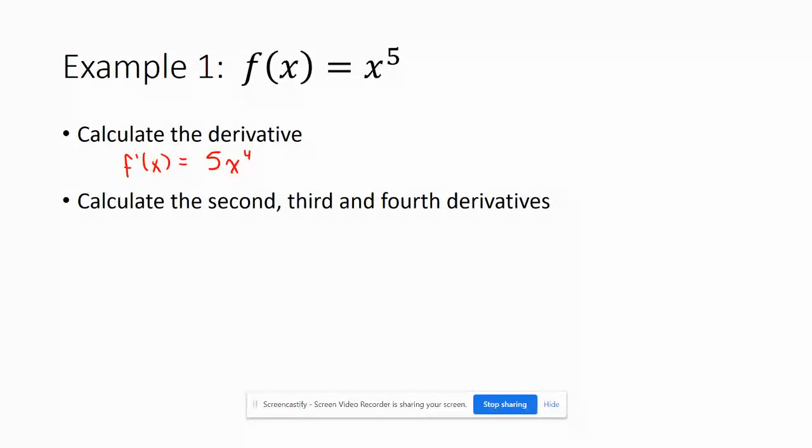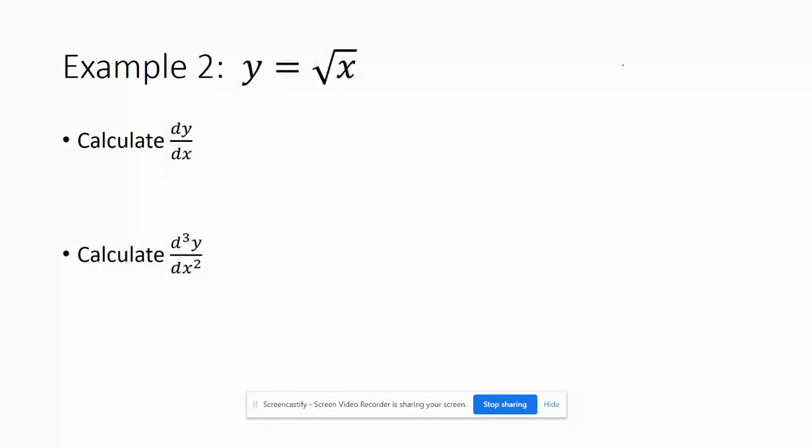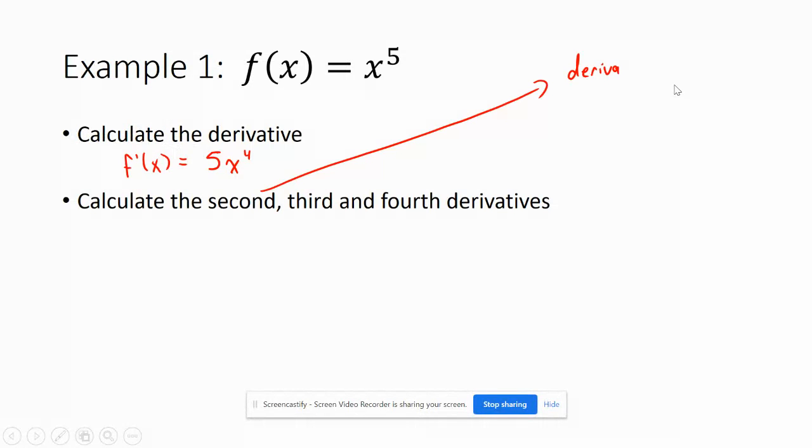Now what is next, guys? What does the second derivative mean? The second derivative means the derivative of the derivative. That's what the second derivative means, okay? So if f prime of x equals 5x to the fourth, that means f double prime of x, the notation we use for the second derivative, is going to equal 20x cubed.